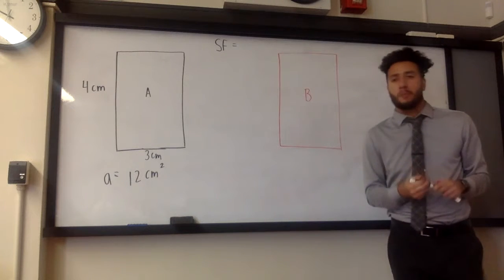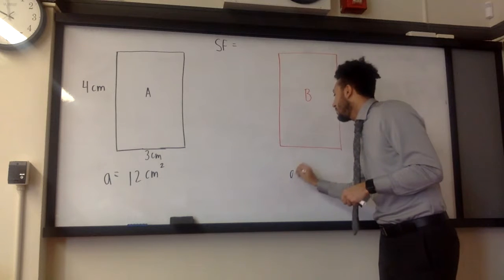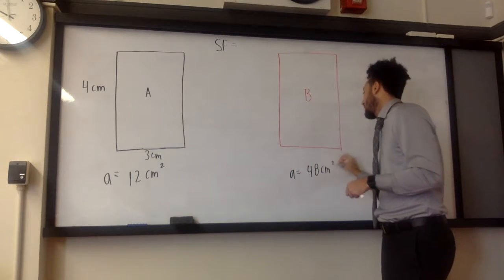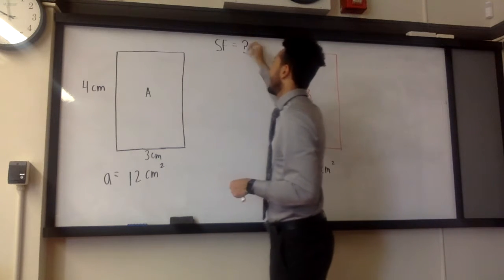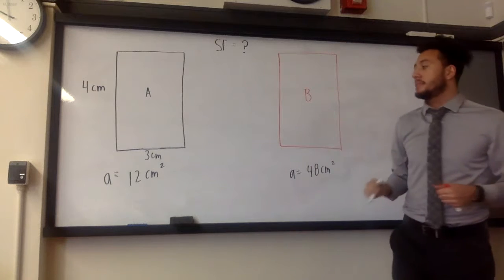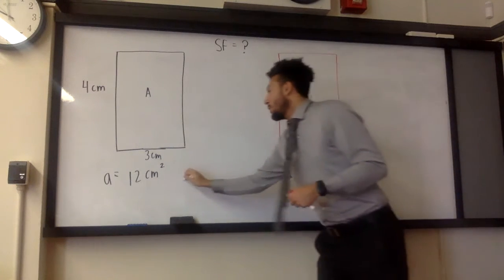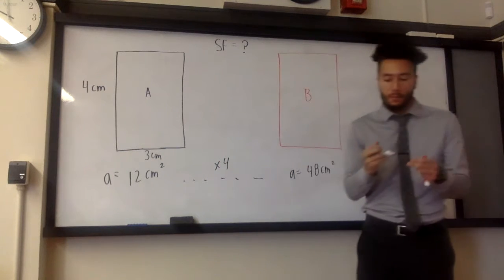In a slightly different problem, I'm going to give you the area for rectangle B. If I tell you that the area of rectangle B is 48 centimeters squared, I am trying to determine what the scale factor is. That is what my question is asking. Someone might look at this and say, hey, my area is going from 12 centimeters squared to 48 centimeters squared, so there must be a scale factor of 4.